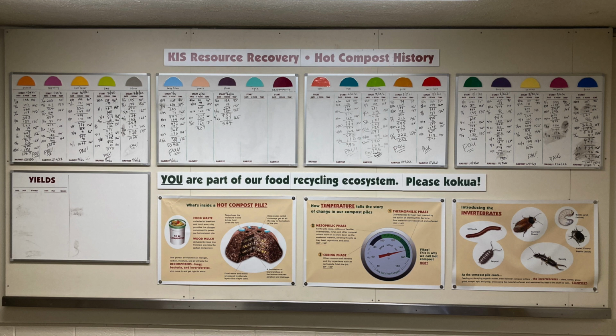Each different color pile is a different pile of hot compost. I think right now we have 21 or 24 piles going all at the same time. Each capture is about 100 pounds of food from the lunch program.